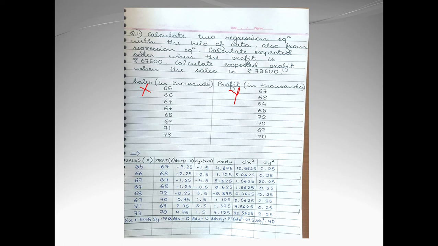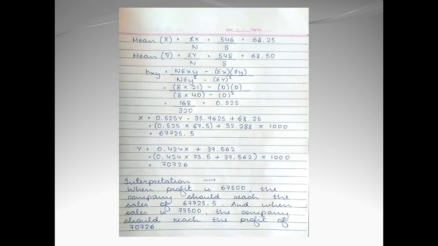Now its solution is, we have the sales series written on this side and the profit series, that is Y, written on this side, and now we have to calculate the dx and the dy series. And how will we be calculating that? We will calculate by subtracting the mean of this x series from the numbers of this x series. For that we'll be needing the mean. So how will we get the mean?